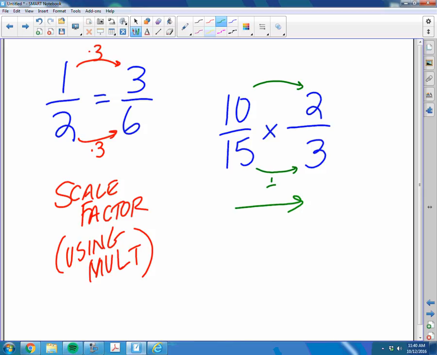Your scale factor, as I just said, only uses multiplication. You cannot divide. On a test, if they give you these 2 fractions and say what scale factor takes you from the left to the right, I'll guarantee you answer choice A is going to be 5. Guaranteed. And if you choose it, you are wrong, because scale factors only use multiplication, which means that the scale factor is 1/5.